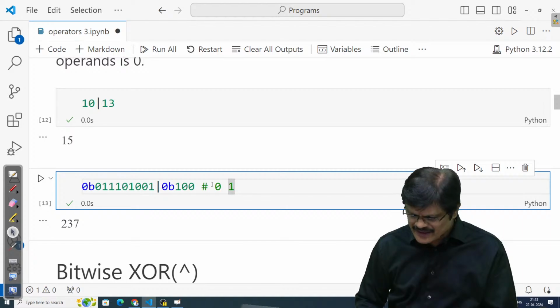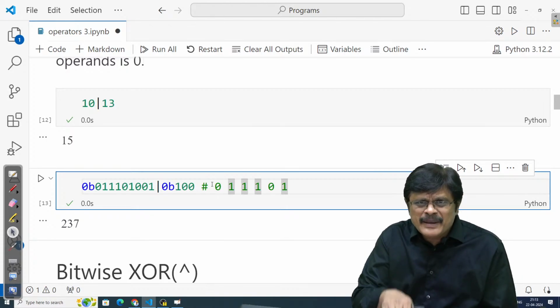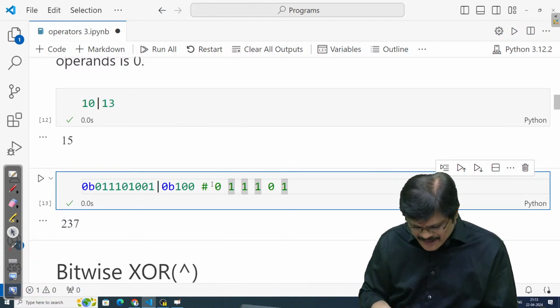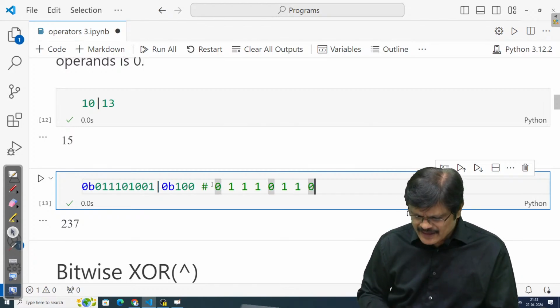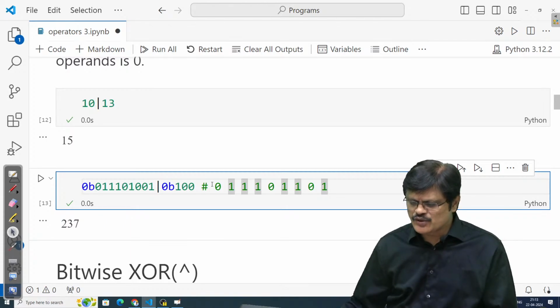The next one is 1. Next one is 1. Next one is 1. Next one is 0 0. Next one is 1. Now 3 bits and 3 bits. 0 1 you get 1. 0 0 you get 0, the last one 1 0 you get 1. So this is the number set.